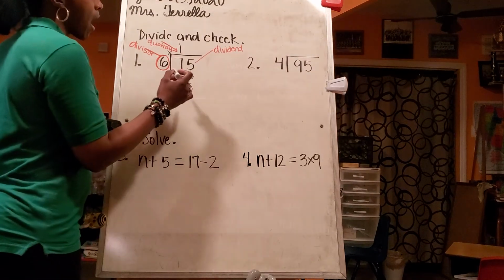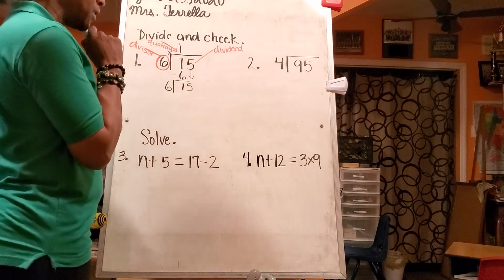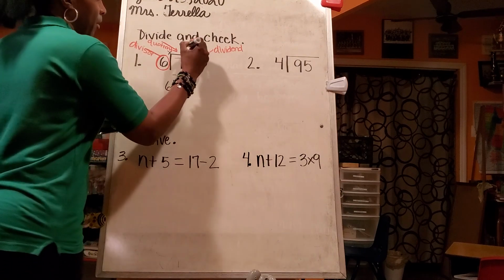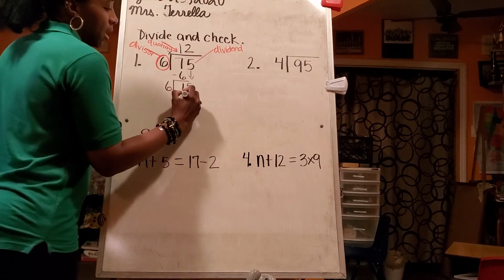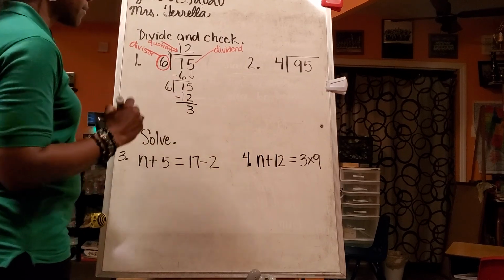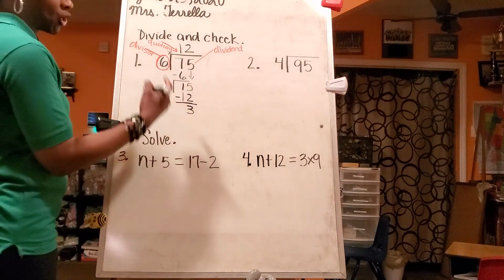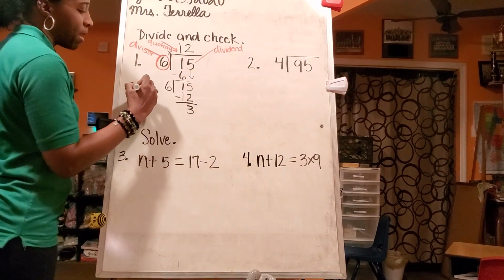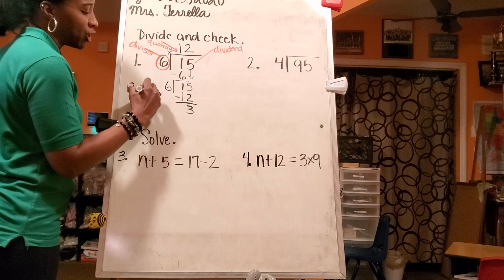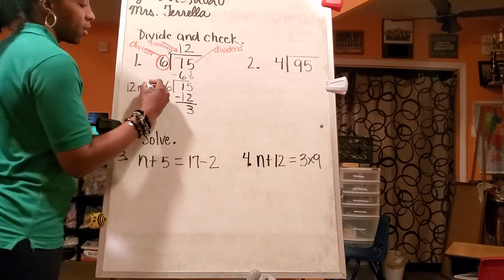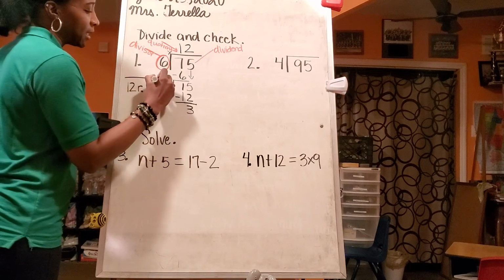All right, 6 goes into 15. I know 6 times 2 is 12. So I'm going to go with 2. Subtract, and I get 3. My answer, my quotient looks like it is 12. Remember, I write an abbreviation, R3. This is my quotient.